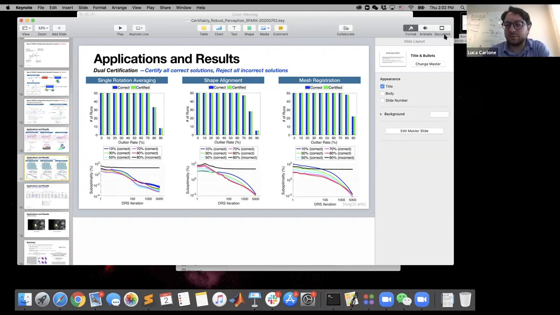And on top of that, I would add that the message that heuristics are accurate is a bit more complicated than that. I would say a better statement is that heuristics are accurate up to 60%, 50% outliers. After that, you have to be careful. So something worth mentioning is that TEASER, to get to 99%, has to do a little bit more than graduated non-convexity, right?